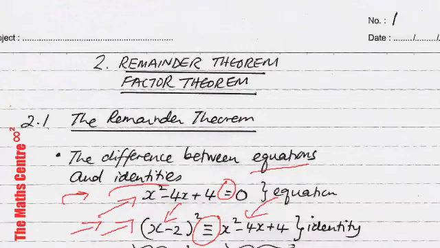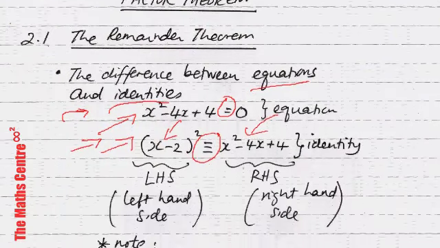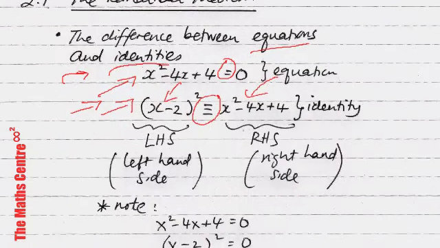So let's look at an equation first. Take note, you will see this quite often. LHS stands for left hand side and RHS stands for right hand side.